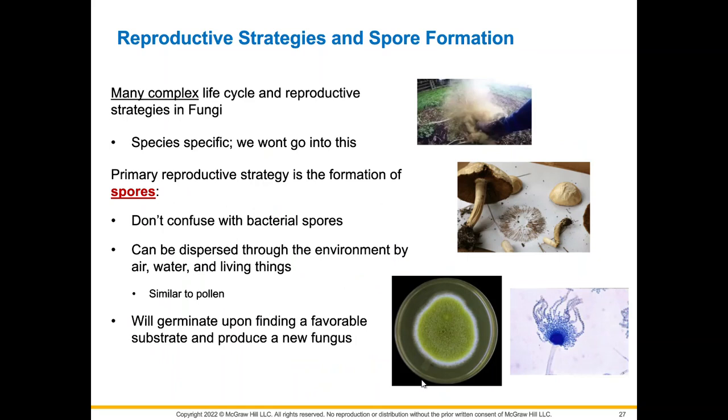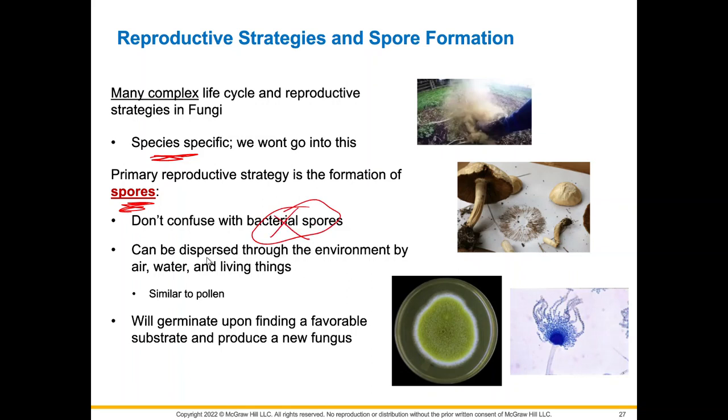Next are reproductive strategies for fungi. That can get very, very complex. The textbook goes into some good details on it, but we will not go into this because it is very complex and we could have an entire lecture or even an entire class on it. But do know that it is species specific. It just depends on the species, and they typically will produce spores at some stage in their life cycle. But don't confuse these with bacterial spores. It's not the same thing.